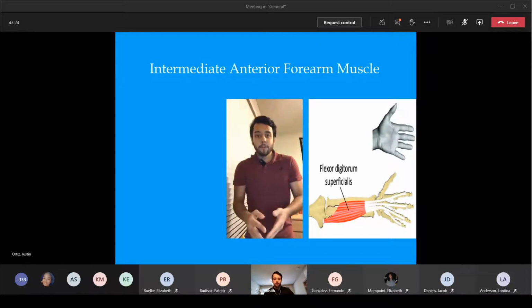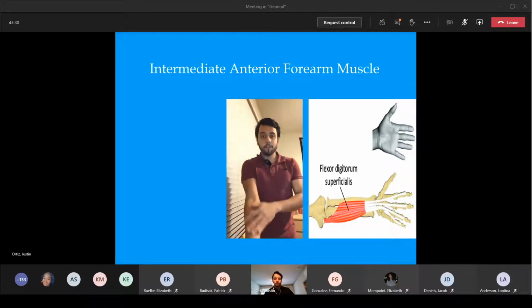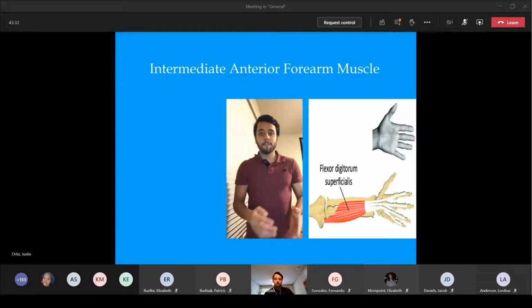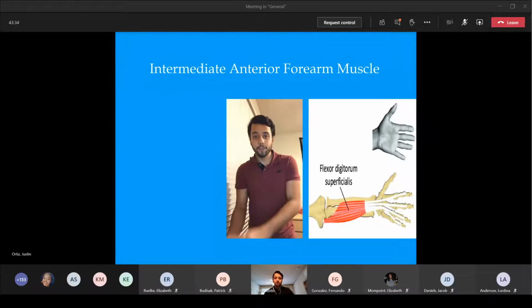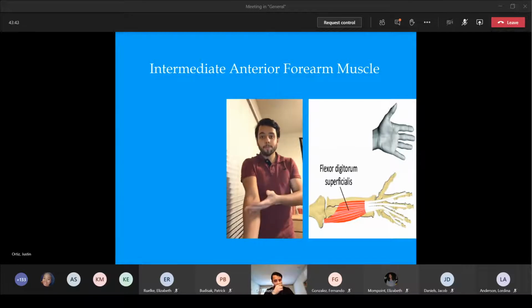And then the next one is going to be the intermediate one, right? Which is going to be the 1. So the only intermediate anterior flexor forearm muscle is going to be the flexor digitorum superficialis, right? And that's going to attach from your medial epicondyle as well as your proximal ulna and anterior radius. So it's a pretty large muscle, right?